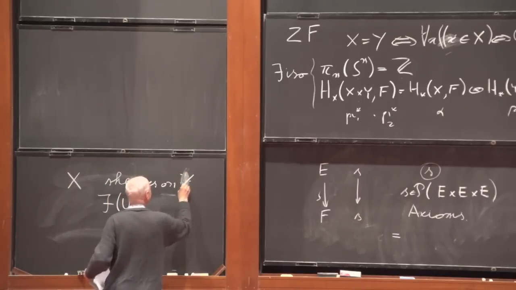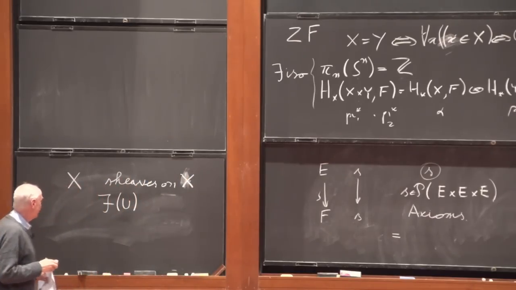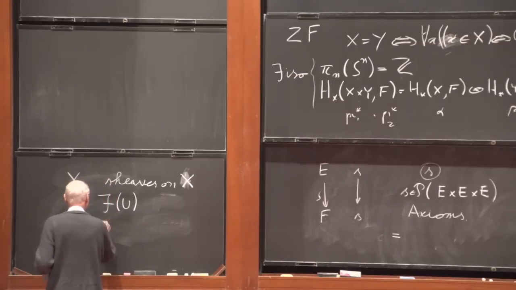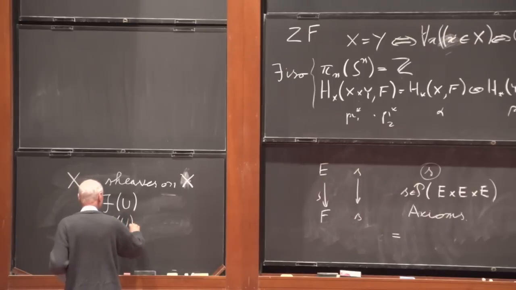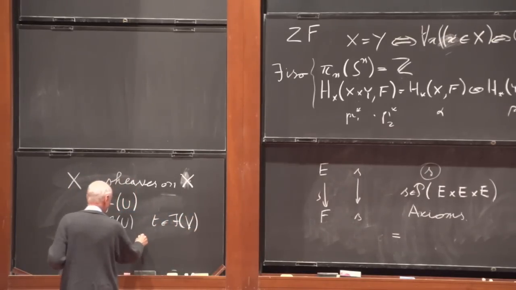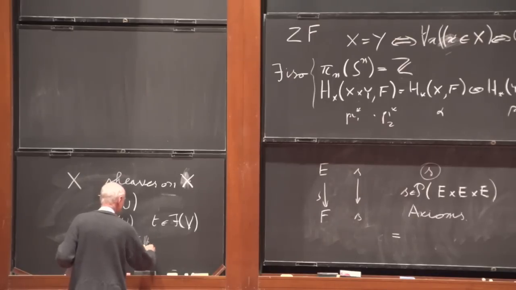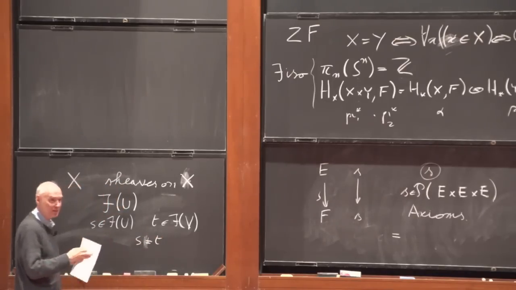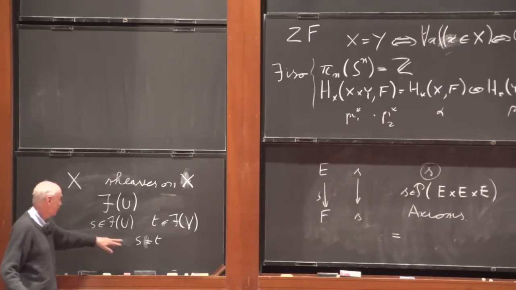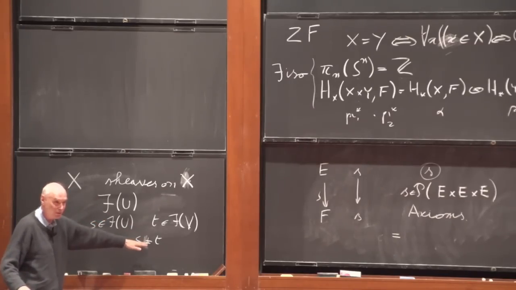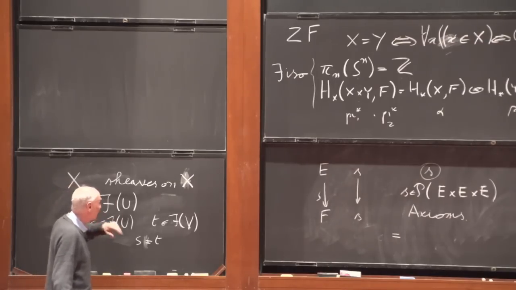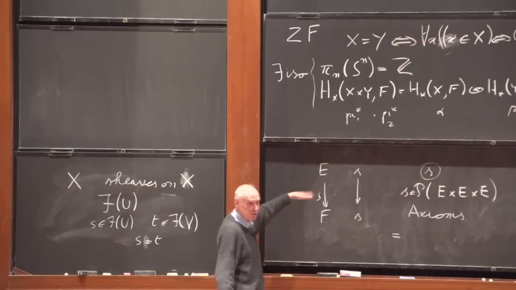If you have S in F of U and T in F of V, it would make no sense to require equality between S and T, because if you have an isomorphism of this sheaf to another one, this kind of condition will not be respected. So this is a basic example where this formalism is insufficient.